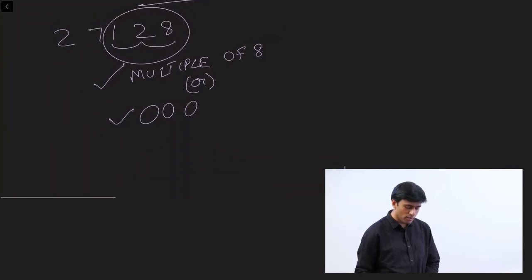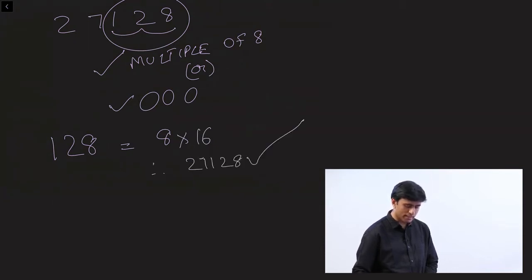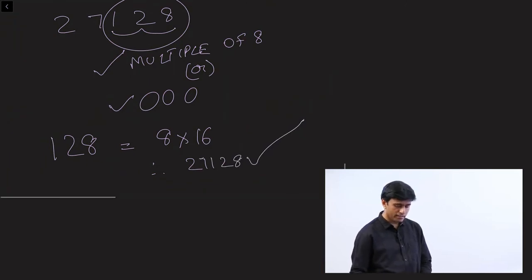So what are the last three digits? It's 128, which is 8 into 16. It is a multiple of 8. Therefore, 27128 passes the test and it is divisible by 8.